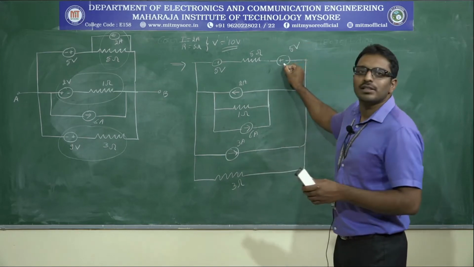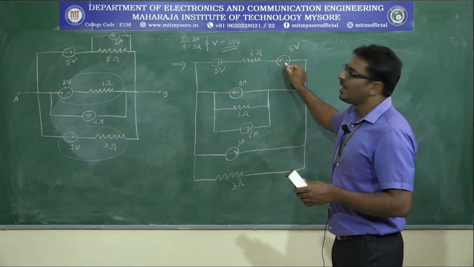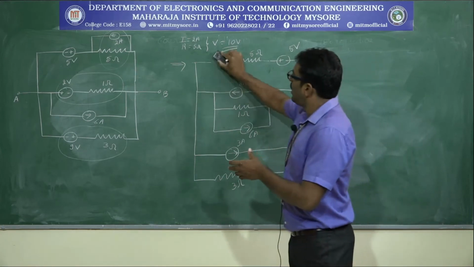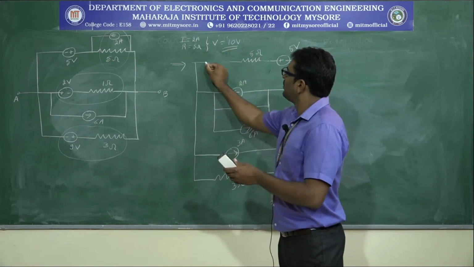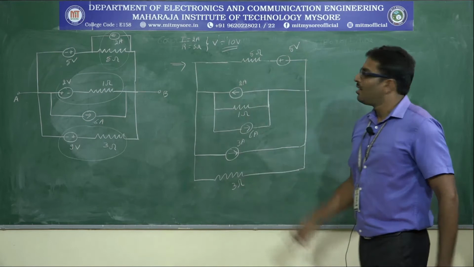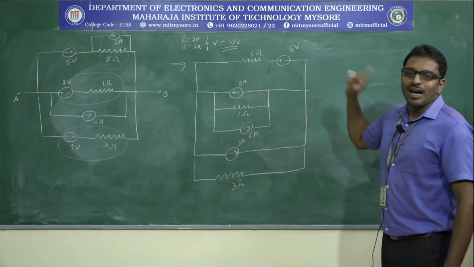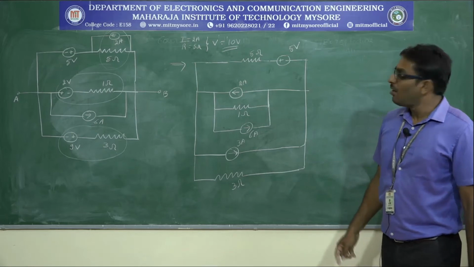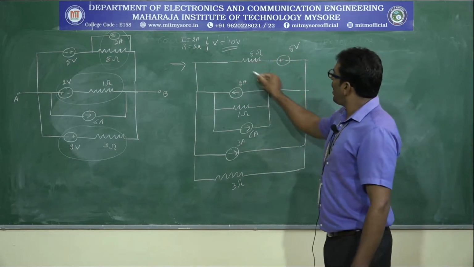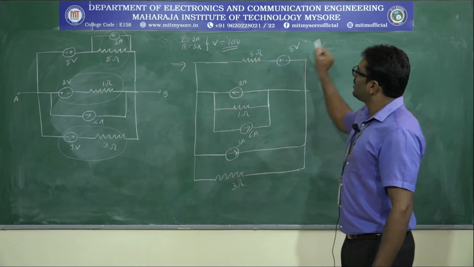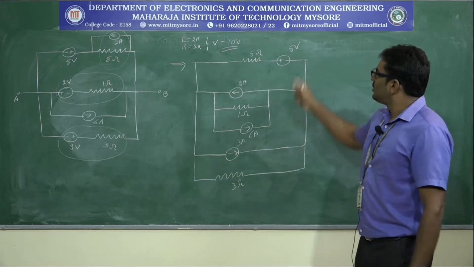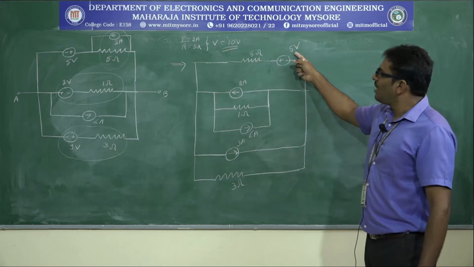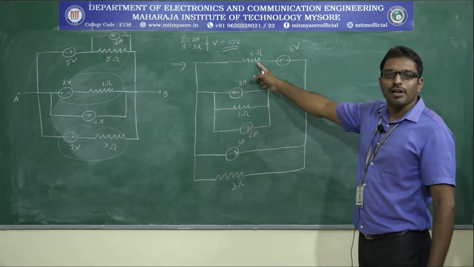The polarity is always the higher voltage source polarity. See, now two voltage sources are replaced by a single voltage source of 5 volts. Now, once again we can convert back this practical voltage source into a current source. So, V is known, how much? 5 volts. Again, R is a 5 ohm resistor.